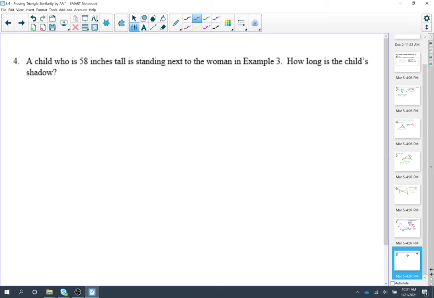Example 4 says a child who is 58 inches tall is standing next to the woman in the previous example. So keep in mind from the previous example, we had our woman who was 5 feet 4 inches, which we said was 64 inches tall, and she casts a shadow that was 40 inches long. Now, next to her is now a child. And it says that the child is 58 inches tall, and it wants to know how long is the child's shadow. So same idea as before, this time everything is in inches.